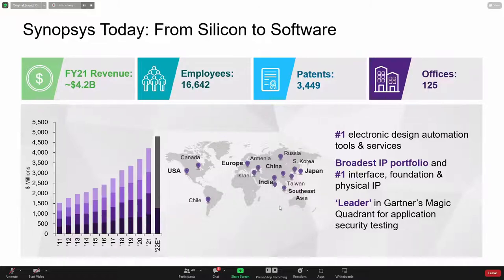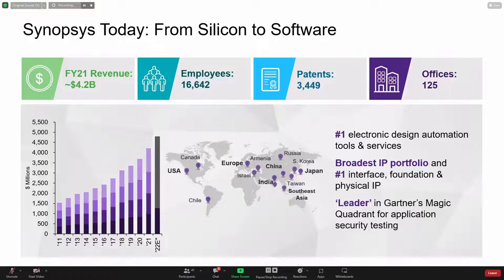And Sri Lanka comes in the Southeast, the South Asian location. So we are the number one electronic design automation tools and services company. We have a broad IP portfolio and are number one in interface, foundation and physical IP.